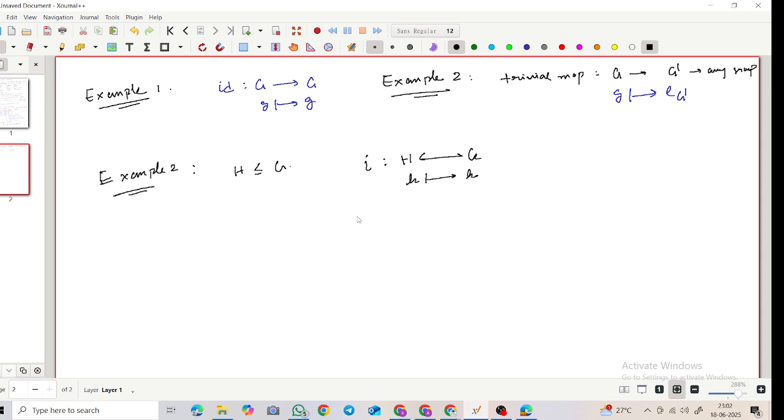Just the inclusion map. H is a subgroup of G. Do you guys know about the inclusion map? So H is a set, G is a superset. I am sending each element of H to itself in G. That's it.